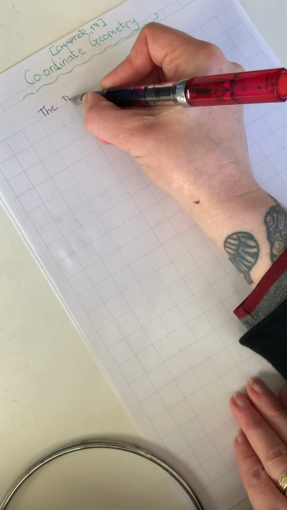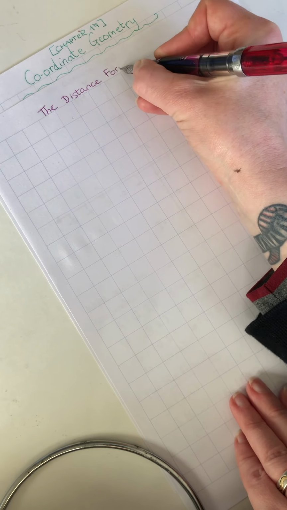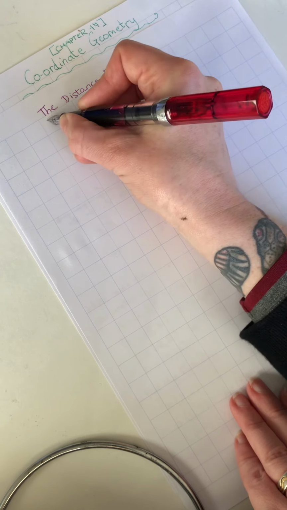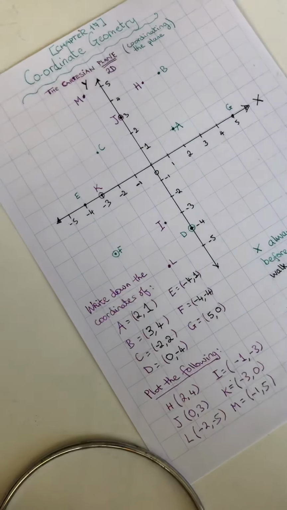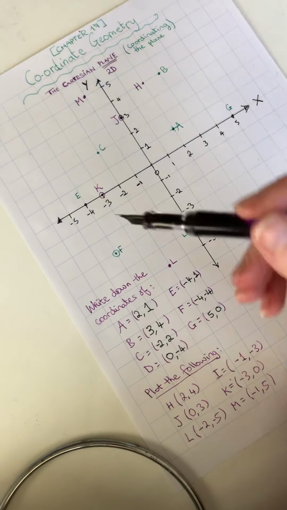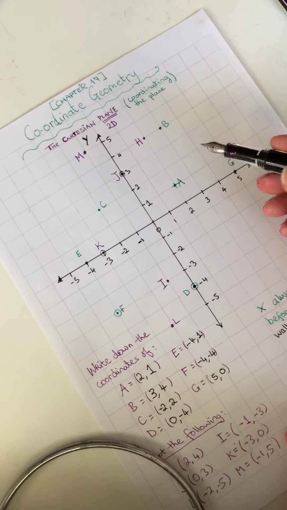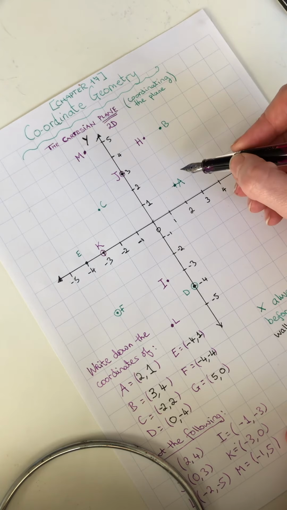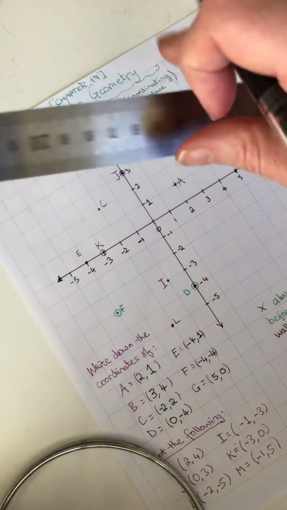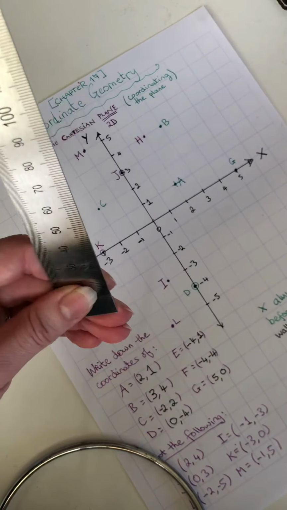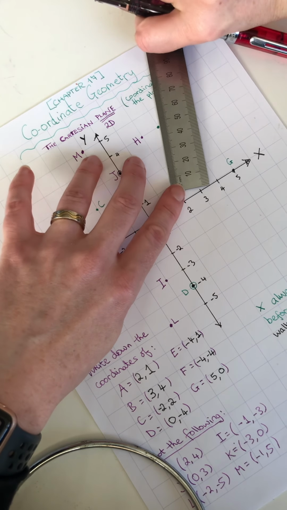So the distance formula is one of many formulas that we use that helps us find the length of a line between any 2 points. If I look again at the diagram that we just drew, if I want to find the distance between the points A and B, for example, I can draw a line and I can measure it with a ruler and find out how many centimetres are between it.